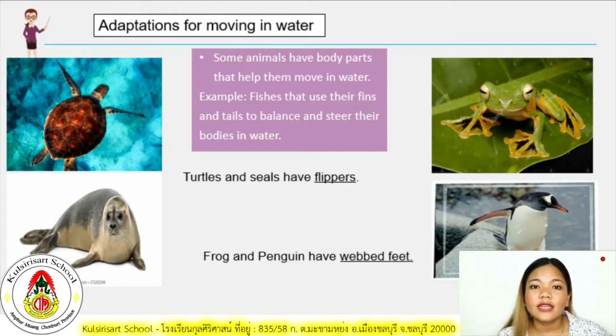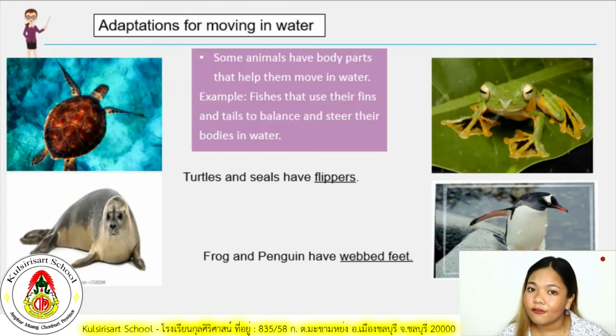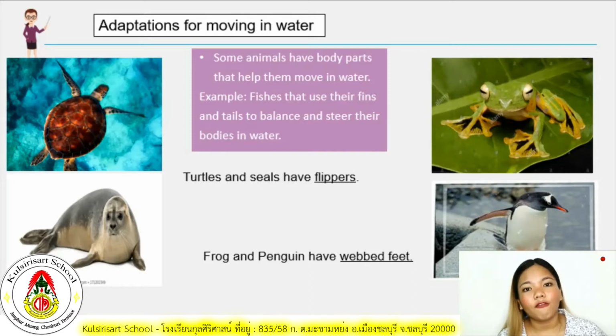Okay, so all of these animals have their special features that help them move in water. In the case of the turtle and the seals, they have these flippers right here, which help them move in water. In the case of a frog and a penguin and a duck, they have the web feet, which also helps them to move in water. Okay, and in the case of fishes, they have their fins and tails to balance and steer their bodies in water. Okay, so that is the first adaptation of animals, adaptation for moving in water.